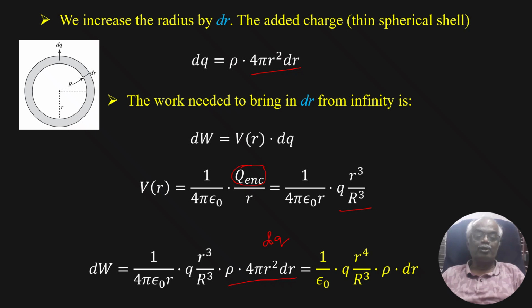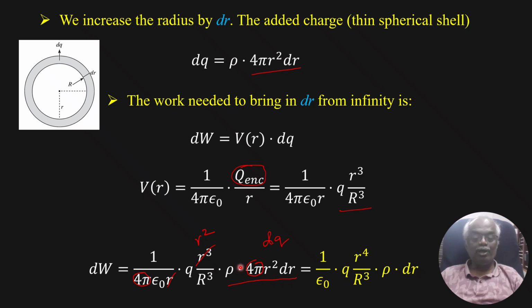So the small work done is dW equal to V(r) dq. That dq is rho, from this equation, rho multiplied by 4 pi r squared dr. Here we can cancel out some of the terms. What are the terms we can cancel? Here you have 4 pi and here you have 4 pi, which will get cancelled. And here you have r, which will get cancelled with R cube, which will become R squared.